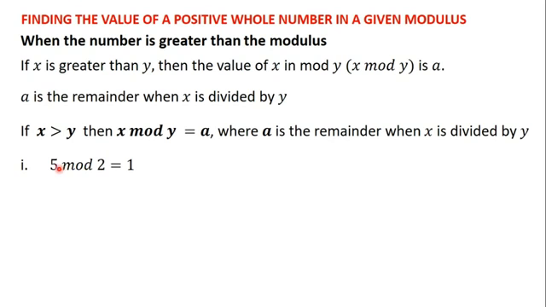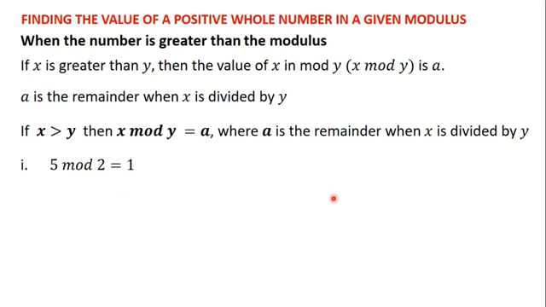So for example, 5 mod 2 is equal to 1. We can see that 5, which is the number, is greater than the modulus, which is 2. So here, to find the value of 5 in mod 2, you will divide 5 by 2. 5 divided by 2 will give us 2 remainder 1. So the value of 5 in mod 2 is the remainder when you divide 5 by 2. So 5 in mod 2 is equal to 1, because when we divide 5 by 2, we get a remainder of 1.